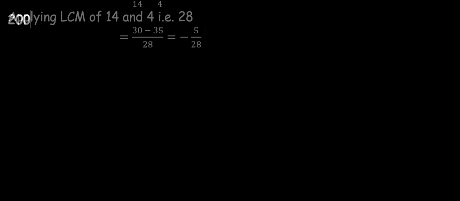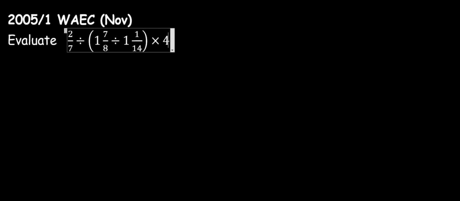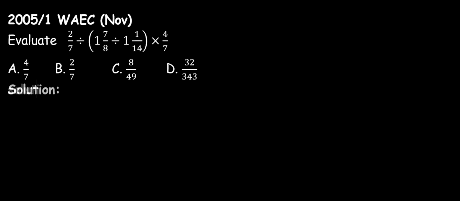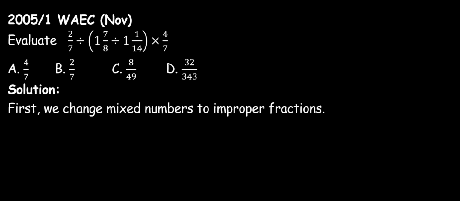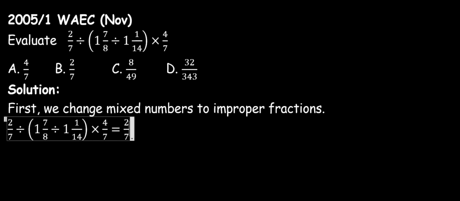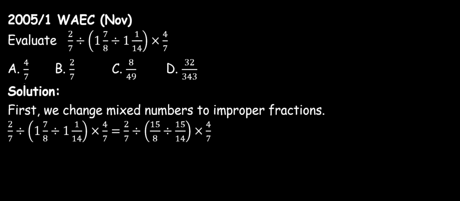Another example. Evaluate 2 over 7 divided by, bracket open, 1 whole number 7 over 8 divided by 1 whole number 1 over 14, bracket close, times 4 over 7. The options are given. Solution. First, we change mixed numbers to improper fractions. Our given problem will become 2 over 7 divided by, bracket open, 15 over 8 divided by 15 over 14, bracket close, times 4 over 7. How did that happen?